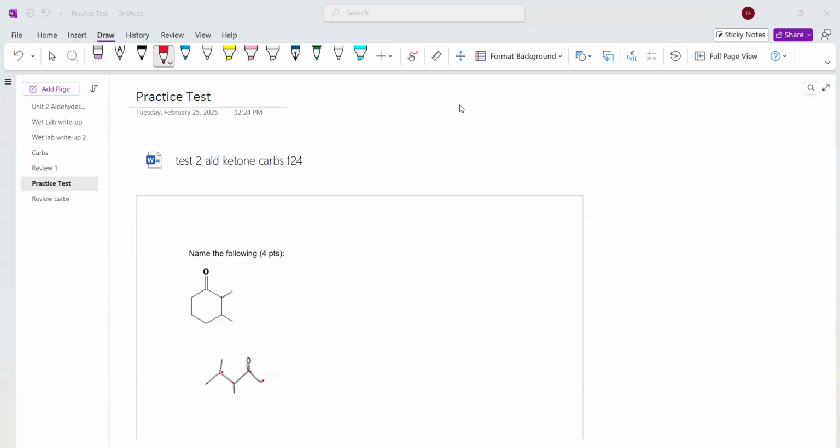You can see the name of the test I'm going over here. It's test two, alt ketone carbs, fall 24.